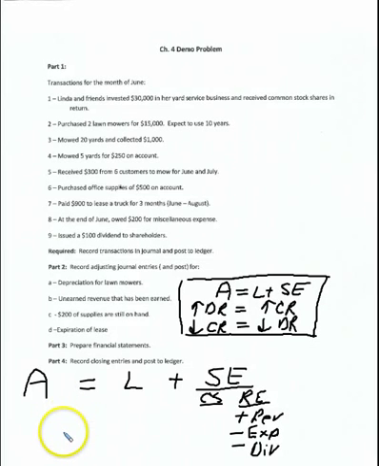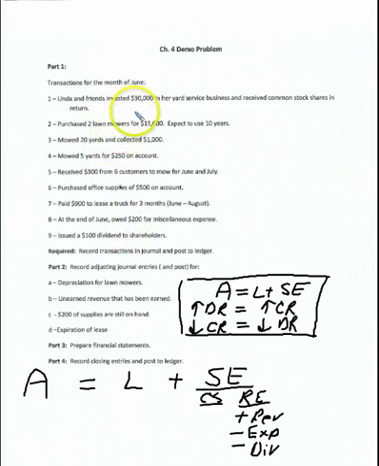This Chapter 4 demo problem covers really everything that we will have studied in Chapters 1 through 4. So we're going to do it in components or parts. Part 1 is regular journal entries throughout the month of June for this particular company. So let's go through and analyze these transactions and make journal entries.